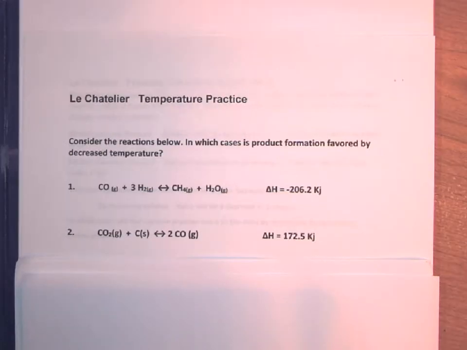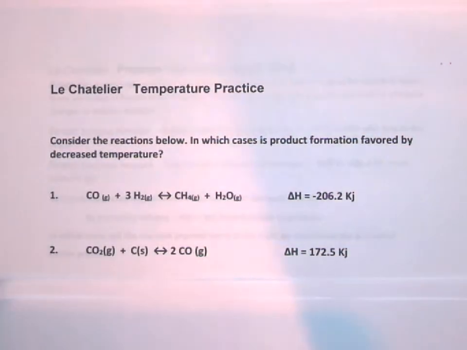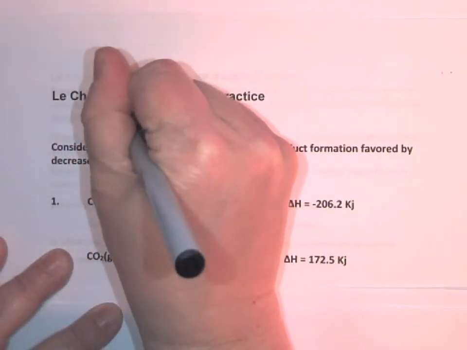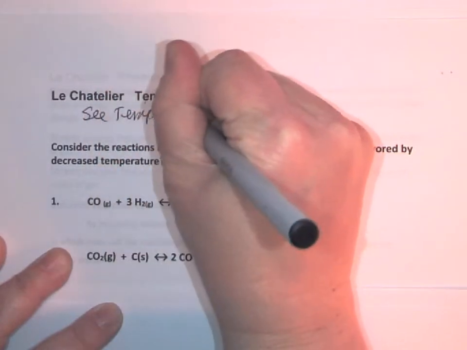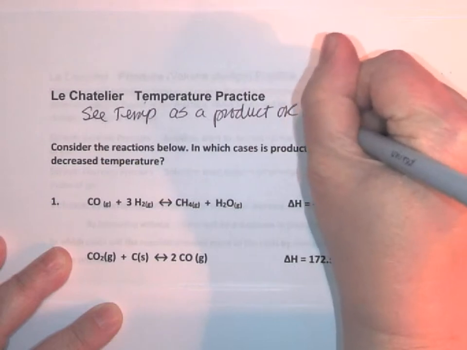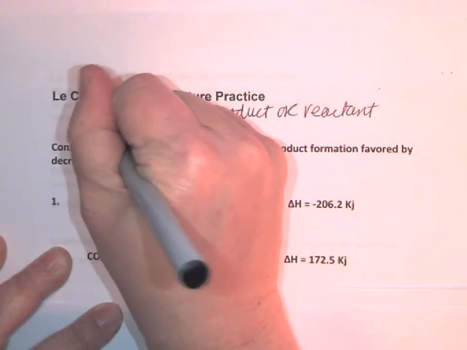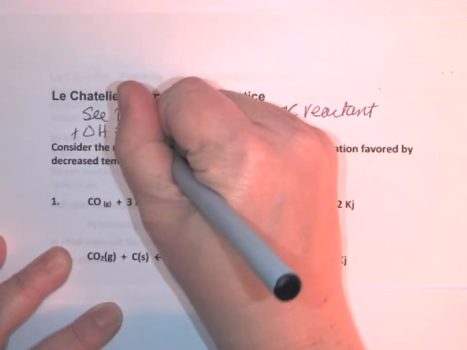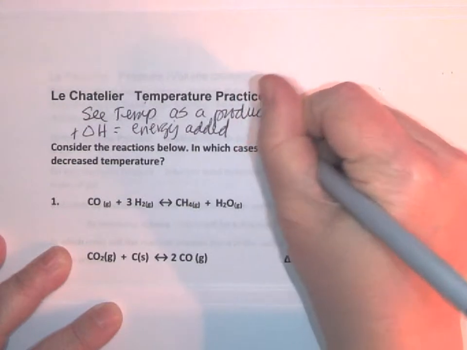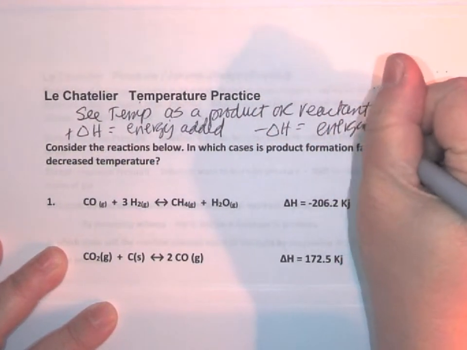All right, everyone, we're going to talk about Le Chatelier's principle with temperature and pressure. So before we get going on these problems, I want you to see the temperature as a product or as a reactant. All right, and we talked about this in the past that when it is a positive enthalpy, it means that energy is added to the chemical equation. And when it's a negative enthalpy, it means that energy is released.